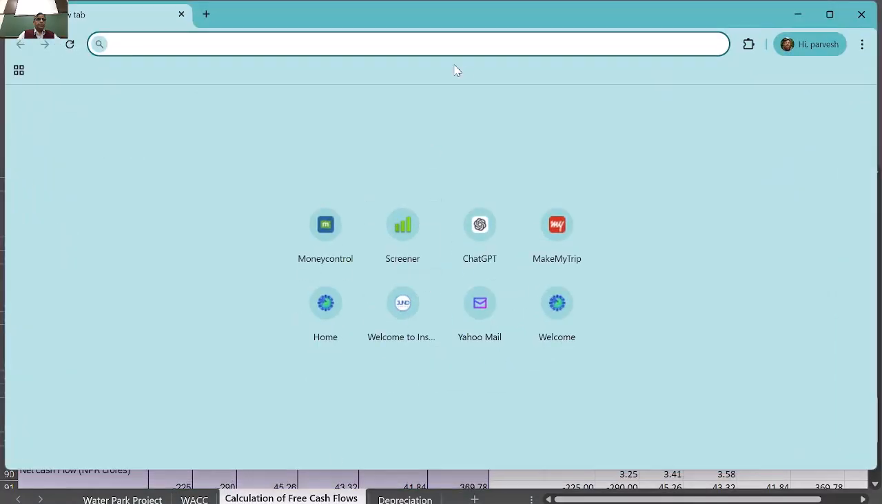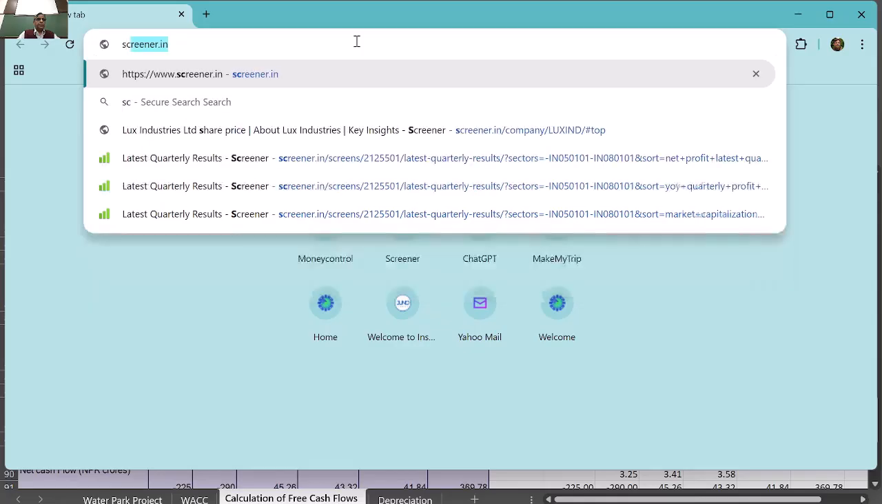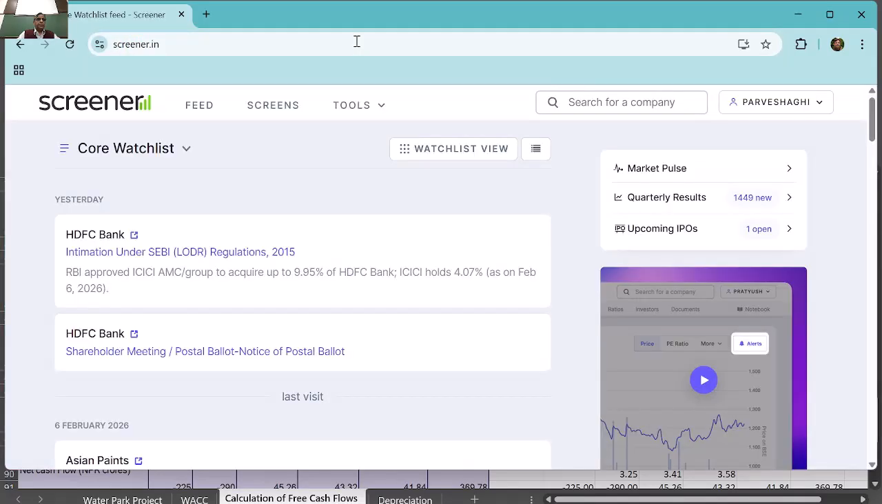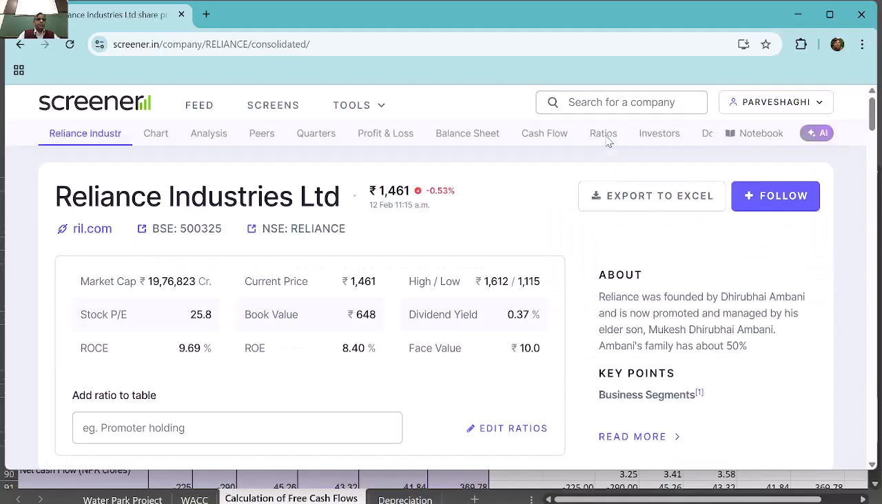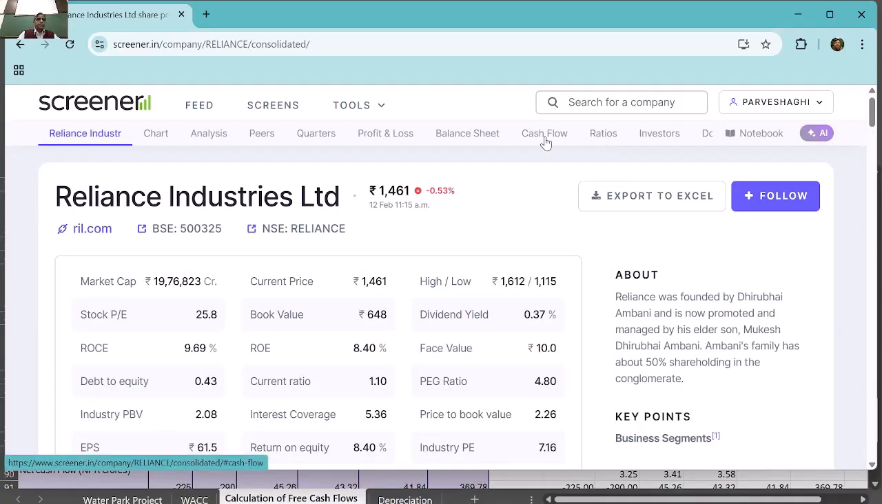Abhi, just don't open the screener. Let me just open and go to there and then you can join me. For example, let's say Reliance. Fine. And go to the ratios.